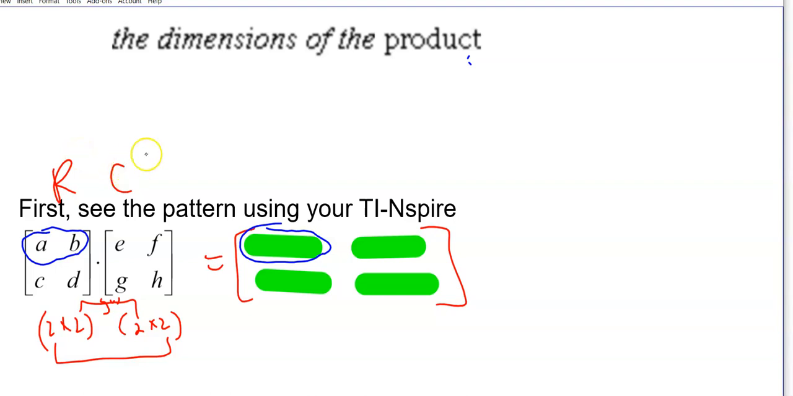It's in the left-hand column. First item in the row times first item in the column, so it'd be A times E, plus the second item in the row times the second item in the column, plus B times G.